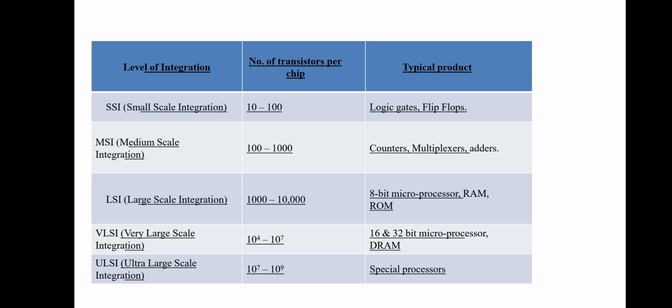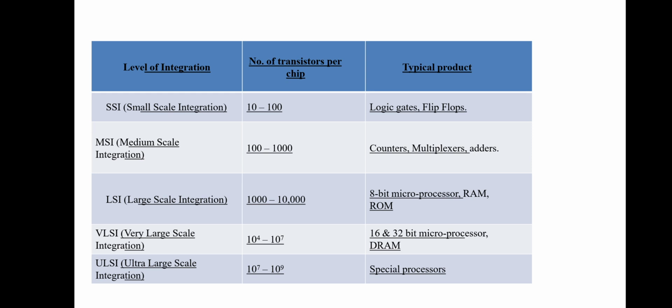Next one is large scale integration. Large scale integration uses 1000 to 10,000 transistors per chip. Examples are 8-bit microprocessor, RAM, ROM. RAM means random access memory, ROM means read-only memory. Then next is very large scale integration, that is VLSI. It uses 10 raised to 4 to 10 raised to 7 transistors per chip. Examples are 16 and 32-bit microprocessors, then DRAM. DRAM means dynamic random access memory.